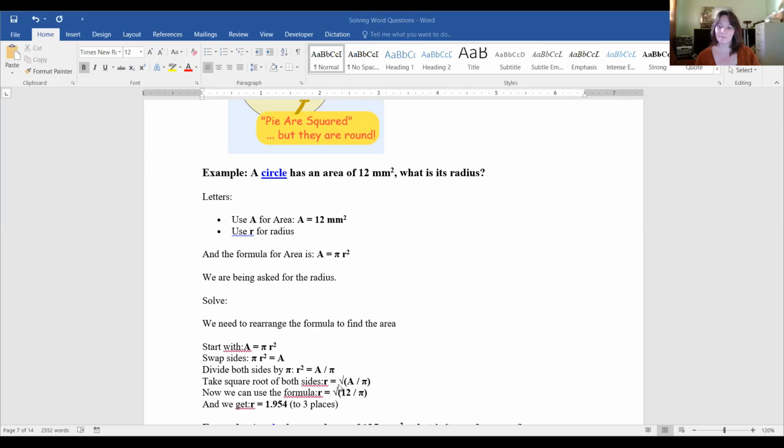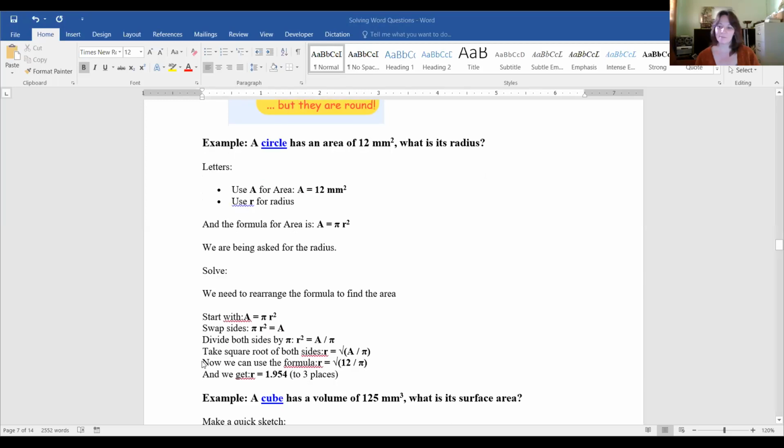Following PEMDAS rules, we solve the formula by dividing pi into 12, 3.14 into 12, and then taking the square root of that. And again, use your calculators, and we can calculate that as about 1.95. So basically, if we're solving a problem, we need to know what this formula is. If you don't know the formula, you can always look it up online.